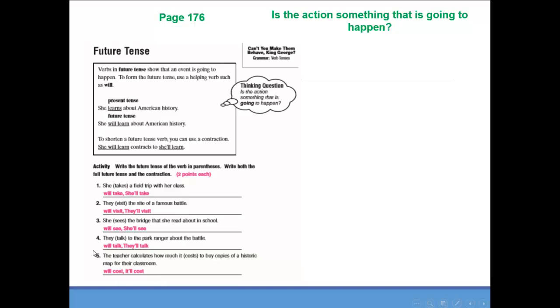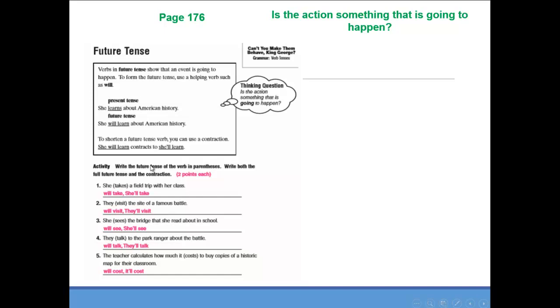So, she learns about American history. What does she do? Learns about American history. Learns is the verb. It's in the present tense. Let's write the verb in the future tense. So it's going to be she will learn about American history.